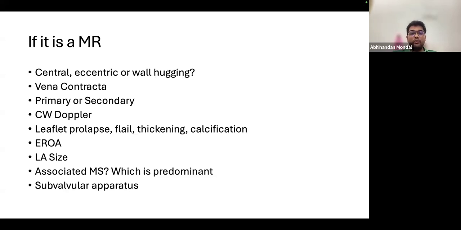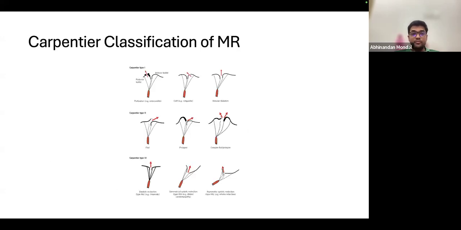So then we have to put continuous wave Doppler. We have to see if there is a leaflet prolapse, flail, thickening, calcification. What is the effective regurgitant orifice area of the MR? What is the size of the LA? If there is an associated MS, then which is predominant, and also the subvalvular apparatus.